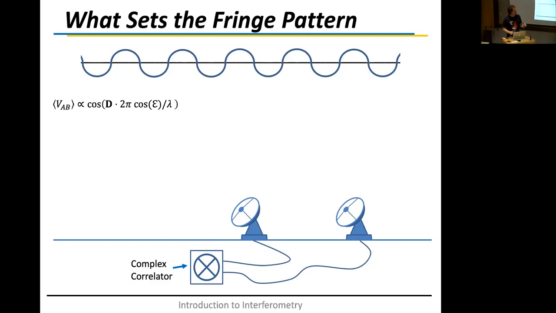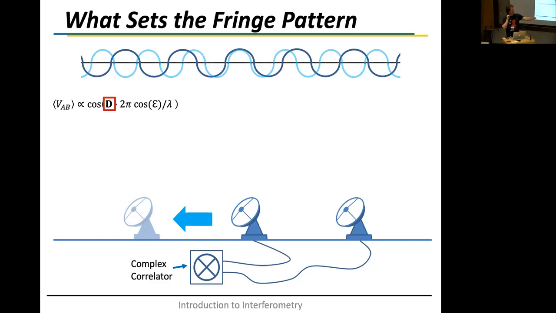Well, if you look at this equation that's up here, one of the things that the voltage pattern depends on is the distance of the baseline, how far separated these two antennas are. And so if you increase the separation of two antennas, what you'll find is that the fringe pattern moves faster in the sky. And so you can get a different sine and cosine pattern by changing the separation between two antennas.